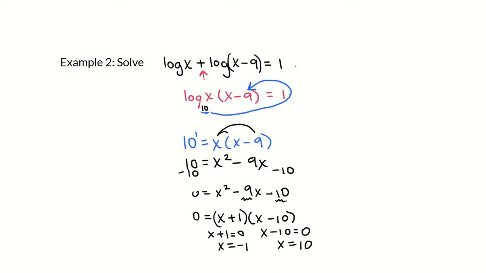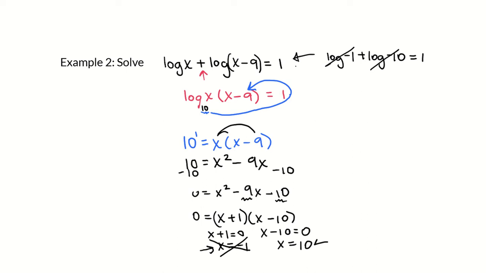And now let's check these two answers in the original equation. If we check first the answer x equals negative 1 in the original, we would get log of negative 1 plus log of negative 10 equals 1. However, the argument of a log must be greater than 0. So that means that neither of these options will work, and x equals negative 1 is not a solution to this equation.